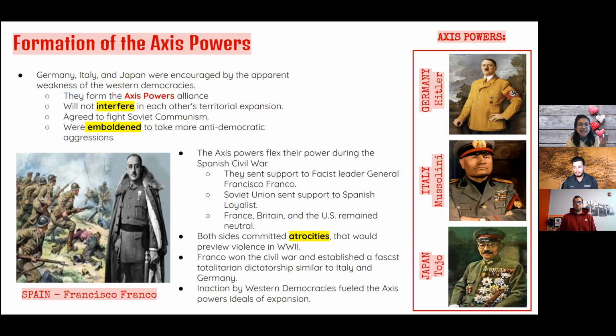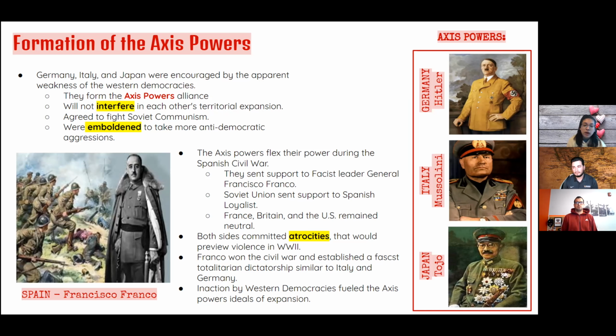But right now, we can see that the Spanish War is really a puppet war, because you have fascists on one side who are supporting their side, and you have communists in the Soviet Union supporting their side on another. Why is this important? Because both sides commit atrocities that would preview the violence that they're going to be using in World War II.